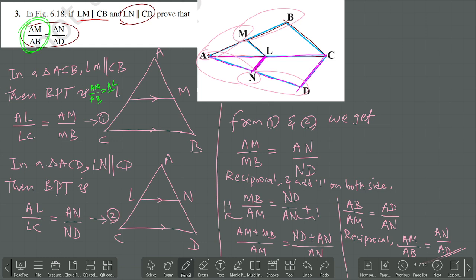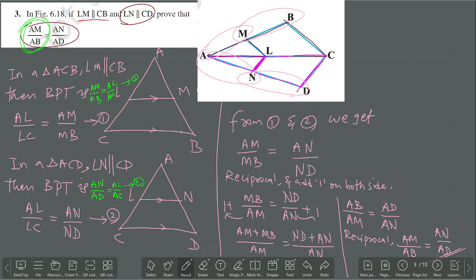AL divide full portion is what? AC. That you take 1. Okay, now you come to the second. Here, in the same manner, AN divide AD. AN divide AD means first portion divide the full portion, which is equal. That means first portion divide a full portion. What is the first portion? AL. What is the full portion? AC. This is the second.